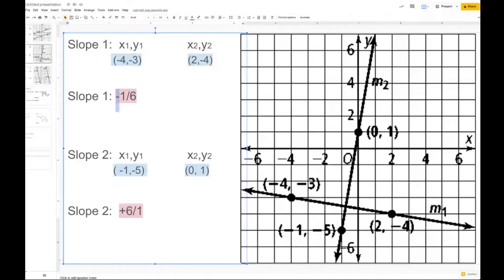Let's double check: are they opposite integers? One's a negative and one's a positive. The first condition has been met. And are they reciprocals of each other? The reciprocal of 1/6, when you flip it over, is 6 over 1. So they are opposite integers, that's the first condition. The second condition is, are they reciprocals? Yes, they are as well. And the answer for this one is perpendicular.